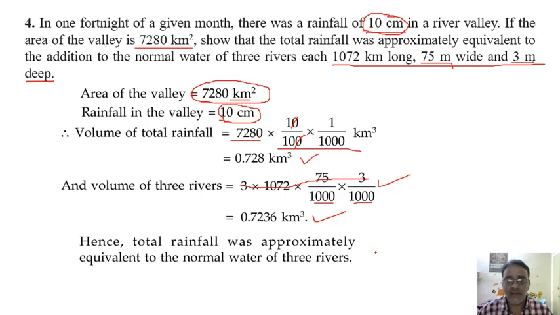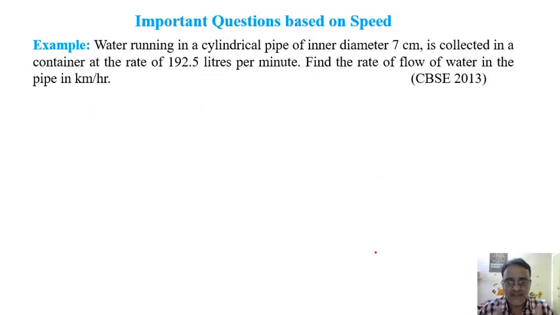No, sir. Okay, now we are moving towards the next important questions based on speed. As in standard sample paper 1, speed related question is given. So that is why I thought let us do some CBSE board questions. In textbook we have 3 questions. One is in example and 2 is in exercise question. And these are out of that NCERT questions. So water running in a cylindrical pipe of inner diameter 7 cm is collected in a container at the rate of 192.5 liter per minute. Okay, find the rate of flow of water in the pipe in kilometer per hour.